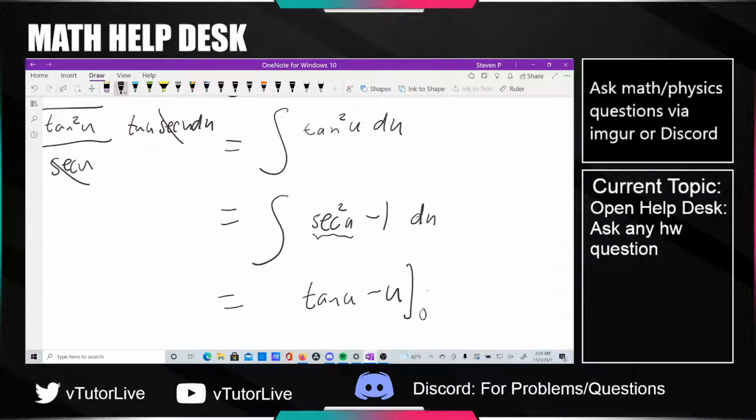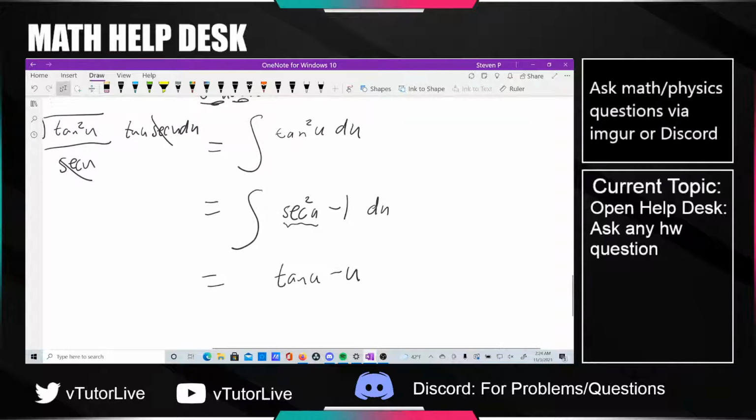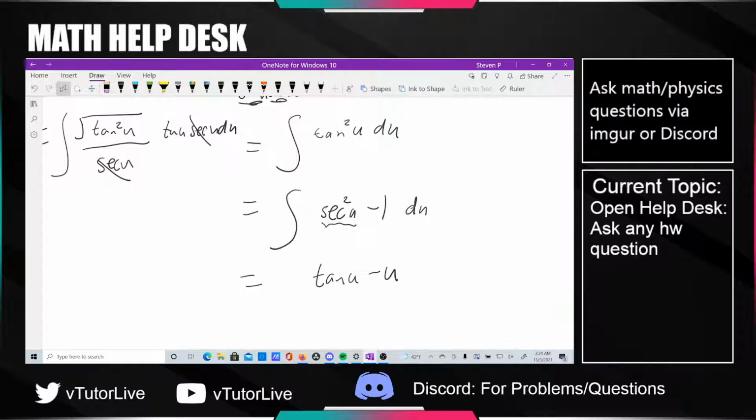And I won't do the bounds. I'll wait until we resubstitute to do the bounds. In fact, I'm sorry, there are no bounds on this one, so you don't even have to worry. It's just plus c, right?